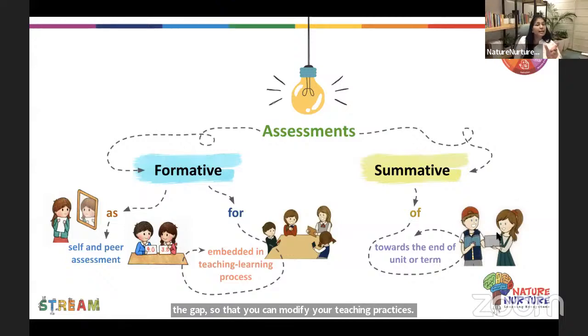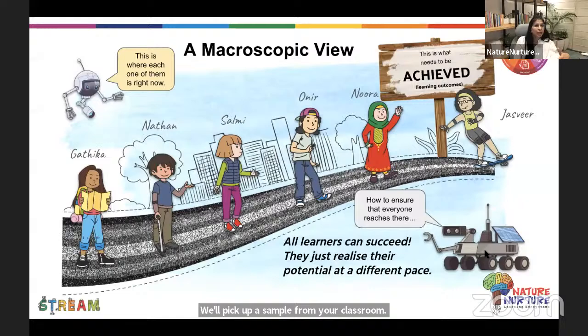And we will take a sample prototype for all of you to gain a deeper understanding into this process. We'll pick up a sample from your classroom, right? So we go ahead. So this is a macroscopic view of your classroom. Can you see? So there are different learners. And what can you see? These are the learning outcomes or the milestones which your learners are expected to achieve. You have your learning outcomes document. So by the end of the unit, you have to achieve these many goals.